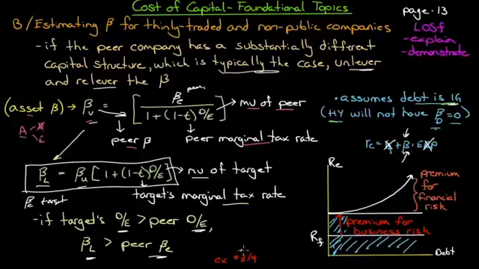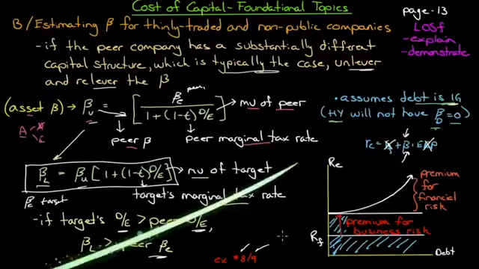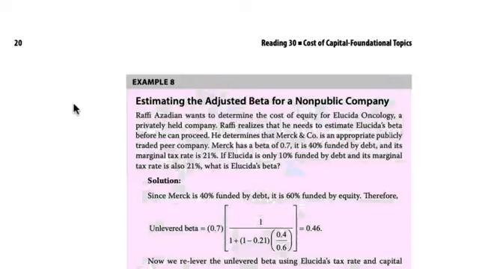Let's do a walkthrough of example 8 and example 9. Example 8, estimating the adjusted beta for a non-public company. Rafi Azadian wants to determine the cost of equity for Elucida Oncology, a privately held company.